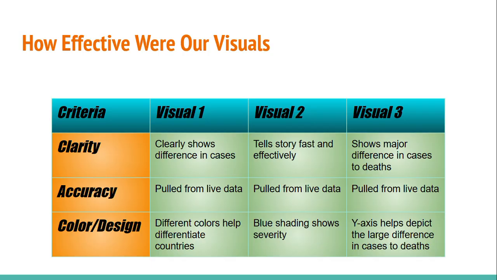For color and design, for Visual 1, the different colors help differentiate the regions. Visual 2 again uses blue shading to show the severity. And in Visual 3, the y-axis is critical in depicting the large difference in values, preventing the smaller death count from being visually ignored.